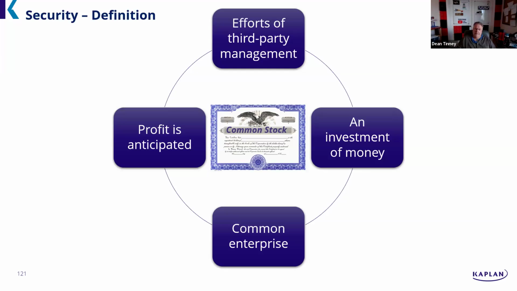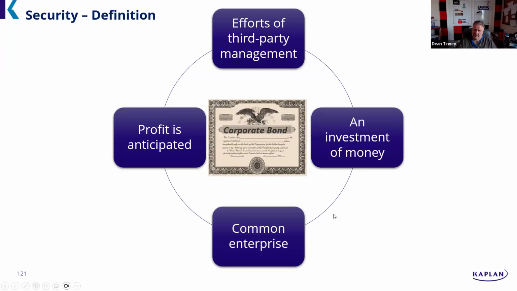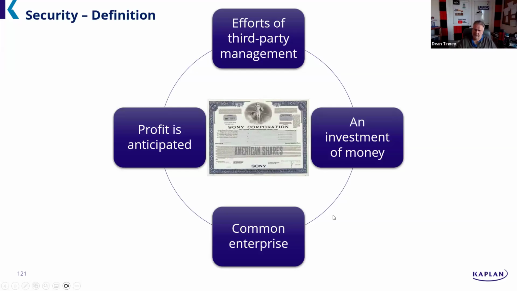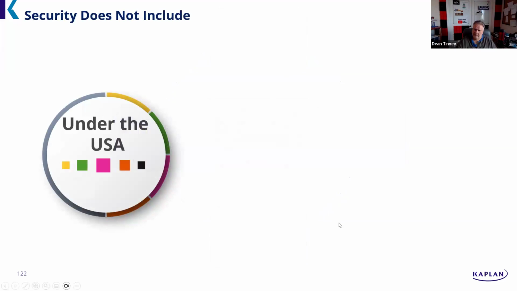Now, they've agreed that Bitcoin is not an unregistered security. It's a medium of exchange, and Ethereum too, but the efforts of a third party, this is the definition the SEC and state administrators are using when they're trying to get people in trouble for selling unregistered securities. You're offering an investment opportunity with the efforts of third-party management. There's money, it's a common enterprise, and profit is anticipated. That is a security. So would that be a common stock, a corporate bond, an ADR, whatever the case may be?